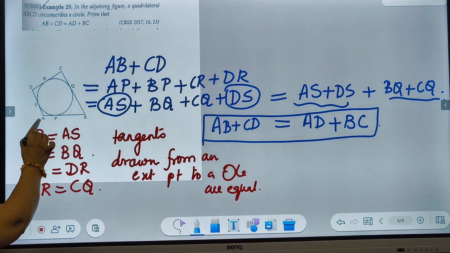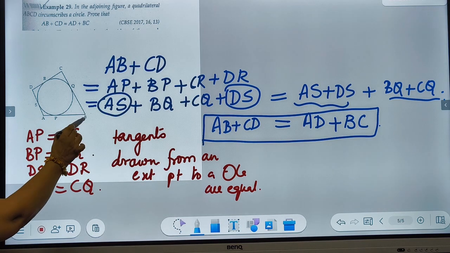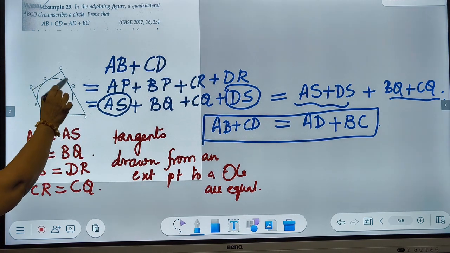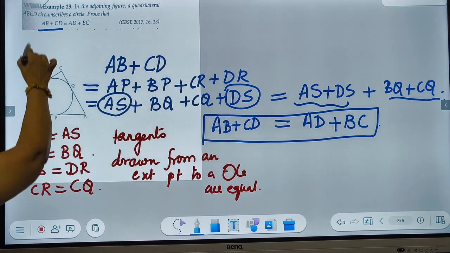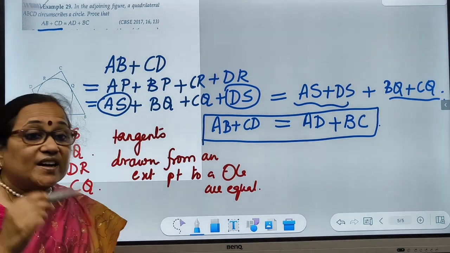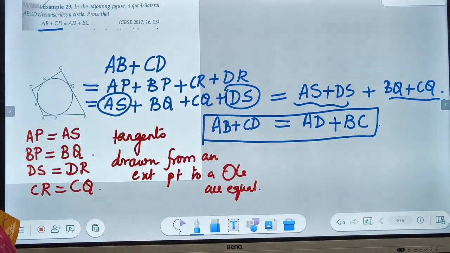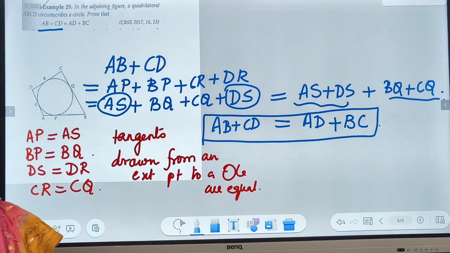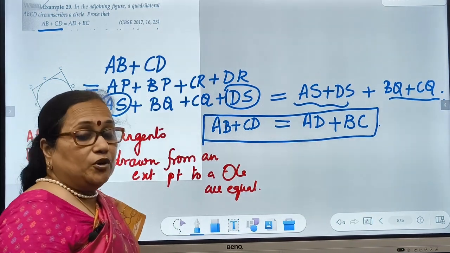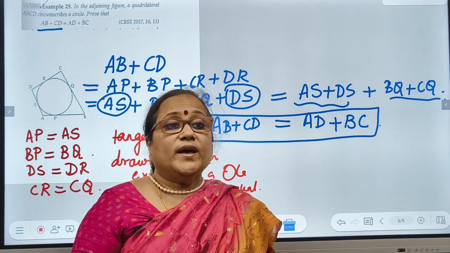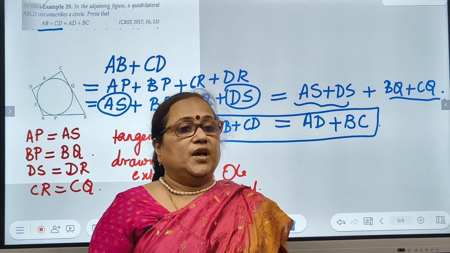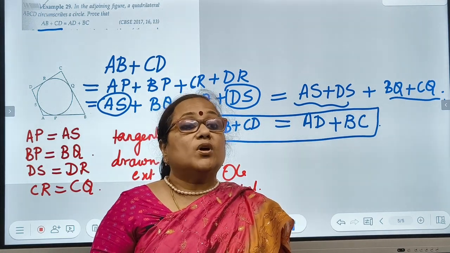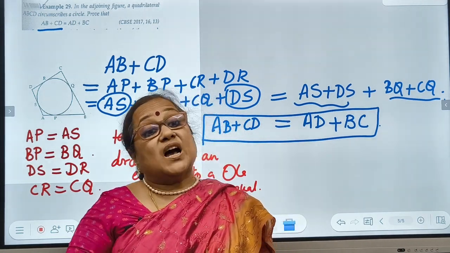And we have made use of the result that AP equal to AS, BP equal to BQ, CR equal to CQ, DR equal to DS. We have simplified AB plus CD and we recognize it as AD plus BC. Okay. So are you able to understand? So today we have done 4 simple problems based on the same concept. It only depends on how you can manipulate and also use other features.